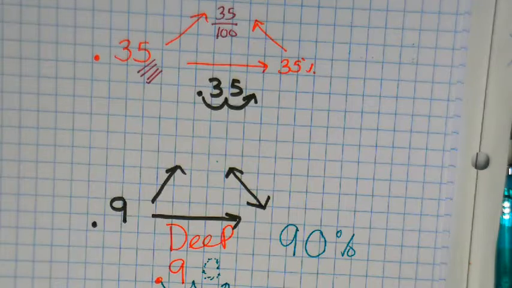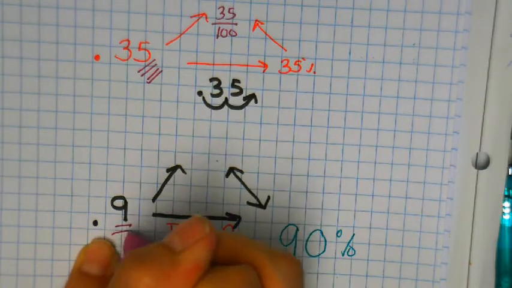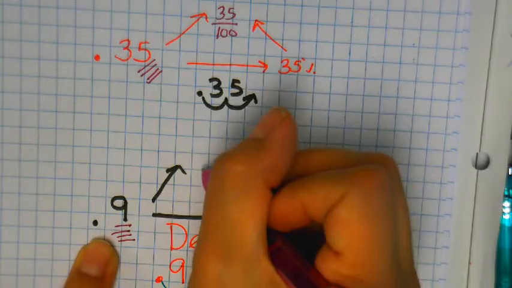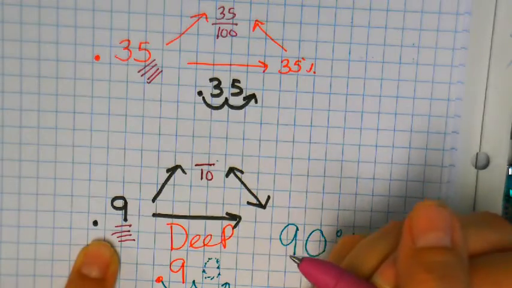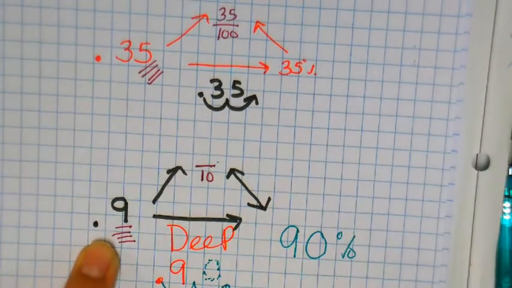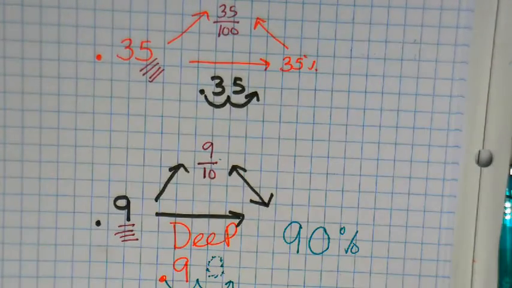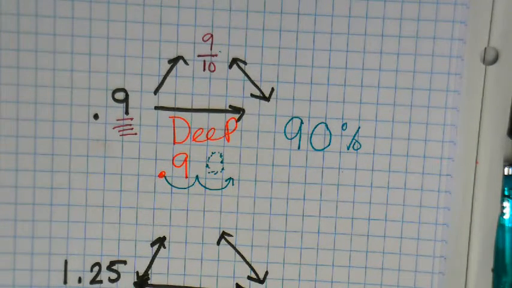All right. 0.9. The 9 is in what place value? Tenths. So what's going to be our denominator? 10. What's our top number? 6? Where do you get it? It's a 9. It's not a 6. Is this terribly hard? All you gotta do is this.